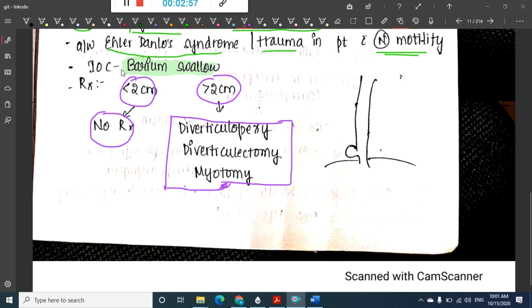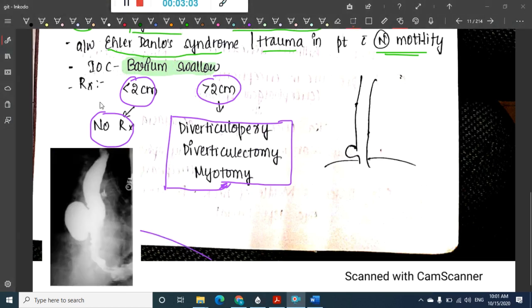In the barium swallow, I am showing you the picture also. This is the epiphrenic diverticulum shown in this picture, on barium swallow.